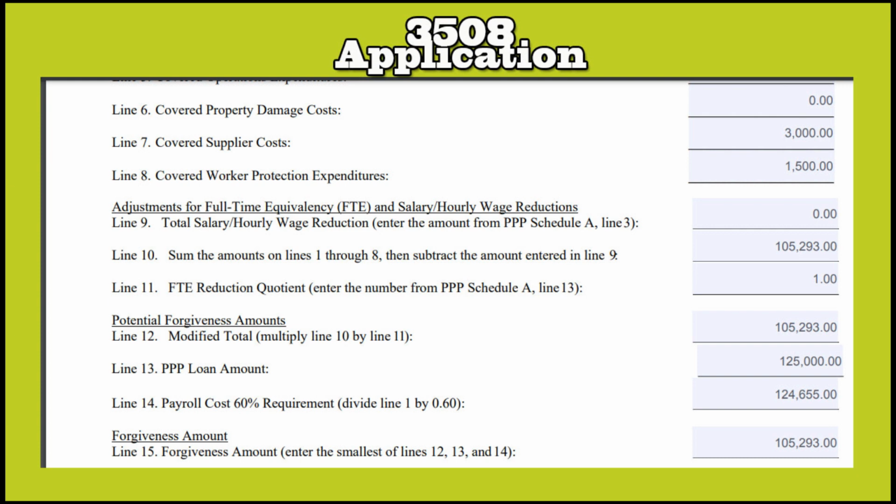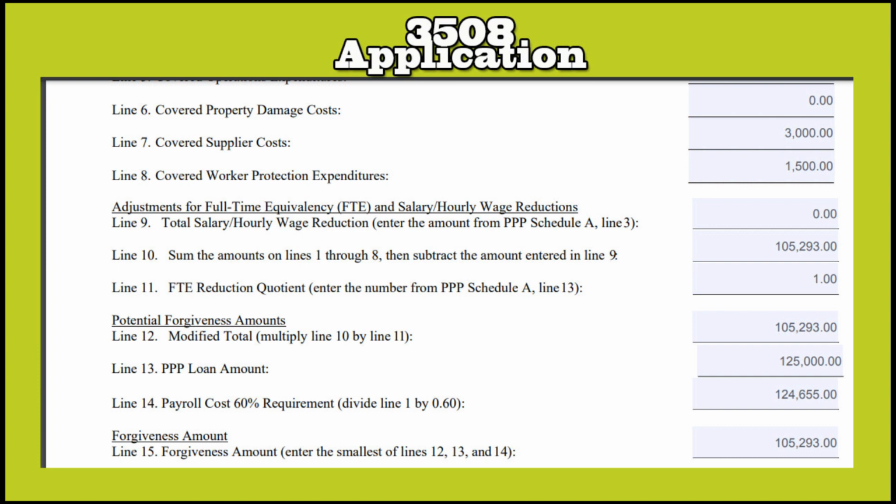Okay, so remember, you have to have 60% payroll. So what we want to do now is take the payroll cost from line 1 and divide that by 60%. You're going to take your line 1 and divide that by 60%, okay? That's what you want to do on line 14.